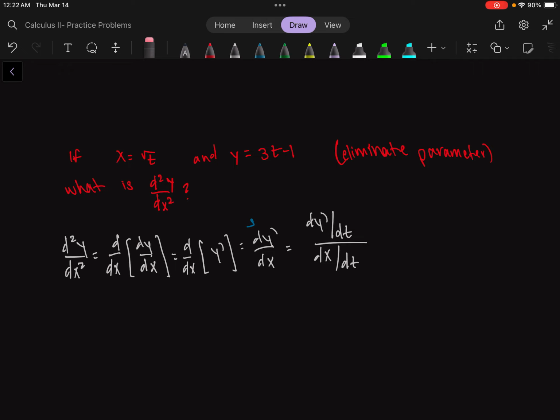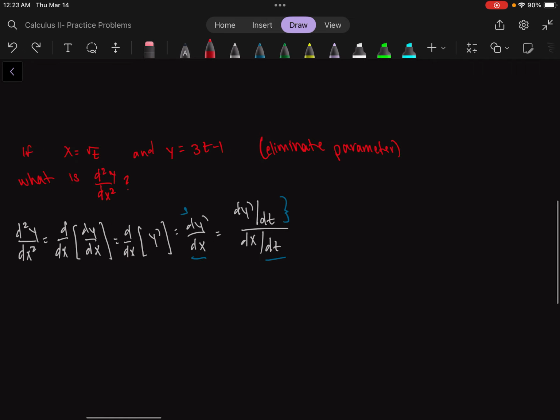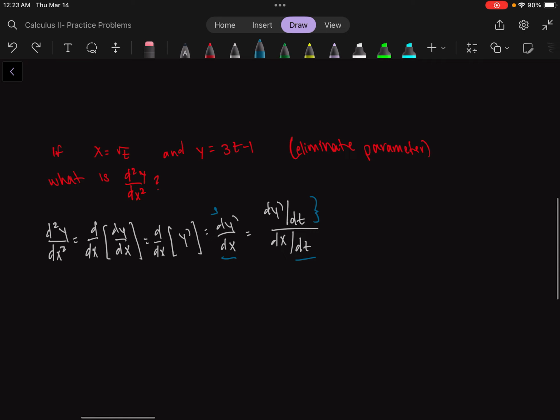Take y prime, derive it with respect to t, right? Y prime has t's in it, we're going to derive it with respect to t. And also take that dx that is in the bottom here and derive that with respect to t. Right, now we could cancel this dt and this dt and get the answer we need. This is going to allow us to solve for it. So if x equals the square root of t and y equals 3t minus 1, what is d squared y over dx squared, right? So what is the second derivative of y with respect to x?